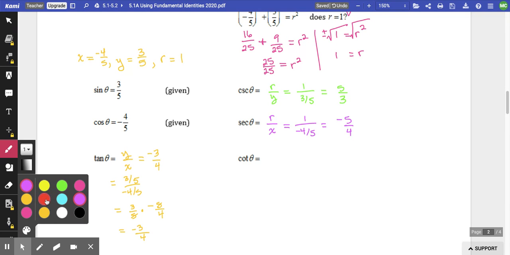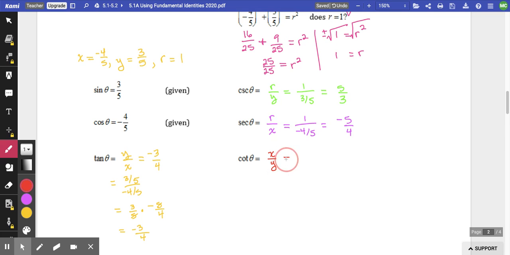And then finally, I've got cotangent. A cotangent in terms of x, y, and r is x over y. My x is -4/5. My y is 3/5. And so I'll show some extra steps on this one. So that would be -4/5 times the reciprocal of 3/5, so 5/3. And the 5s would cancel out on that one. So that leaves me on the top just -4 times 1 over on the bottom 1 times 3, so -4/3. So my cotangent would be -4/3. That's your second method using x, y's, and r's.